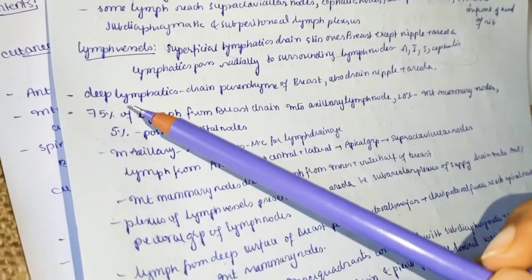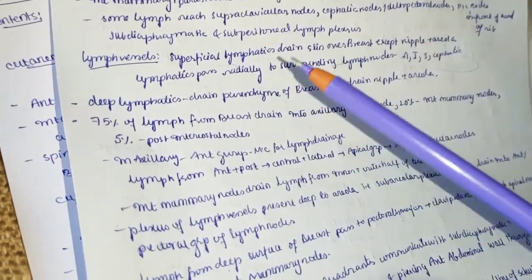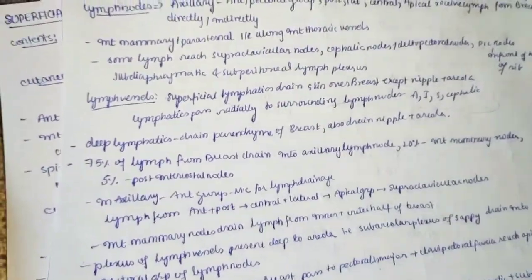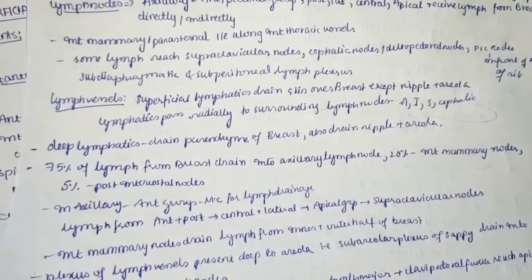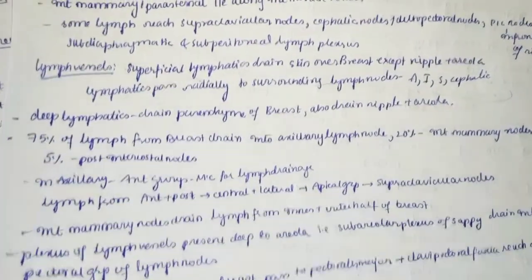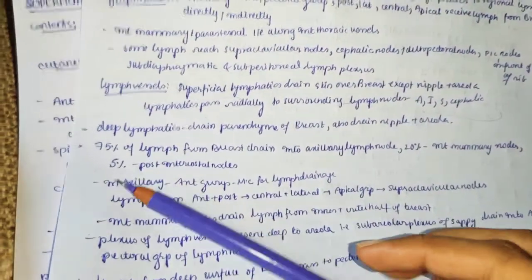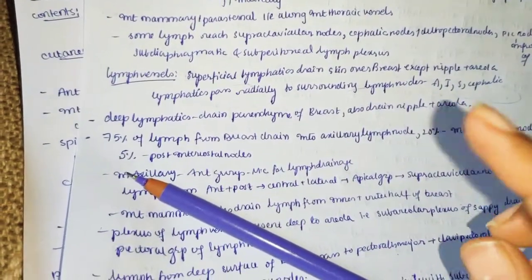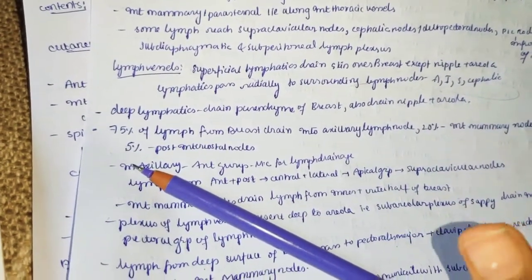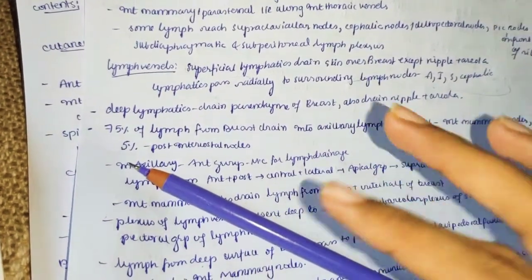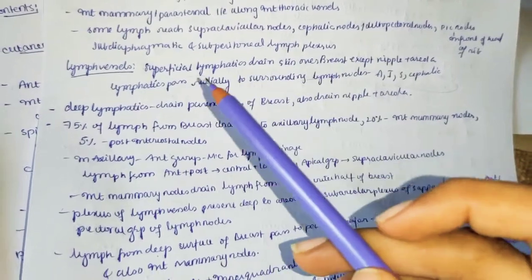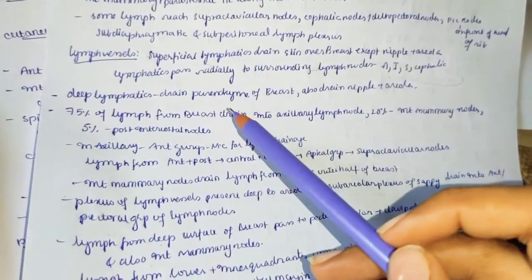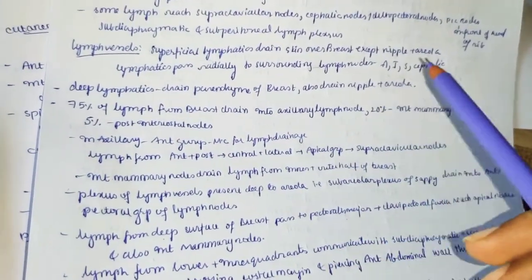Next, coming to deep lymphatics, you can see they drain the parenchyma of the breast. Parenchyma means the main functional part of the breast is drained by deep lymphatics, and it will also drain the nipple and areola. So here this is an important point to note. Superficial lymph nodes drain the skin of the breast but not the areola and nipple. The areola and nipple are drained by means of deep lymphatics. So the deep lymphatics drain the parenchyma of the breast and also drain the nipple and areola.